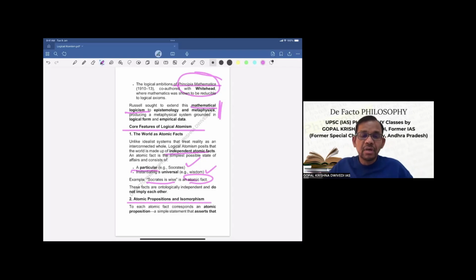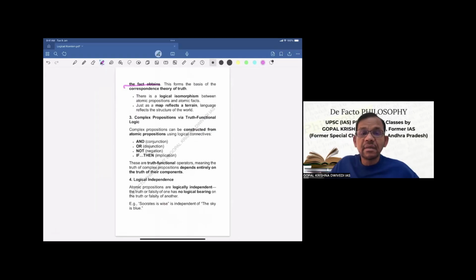Now, what is an atomic proposition, and how does it reflect atomic facts? To each atomic fact corresponds an atomic proposition. One is the atomic fact, and it is represented by the atomic proposition. This is basically isomorphism also. An atomic proposition is a simple statement that asserts an atomic fact. This also forms the correspondence theory of truth, which means that truth should correspond to reality. There is an atomic fact, which is truth, and the atomic proposition corresponds to the atomic fact, and therefore it also reflects the correspondence theory of truth.